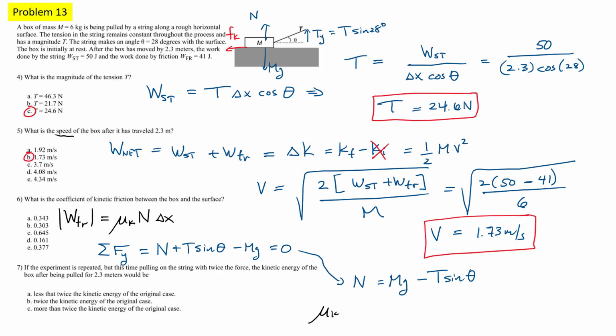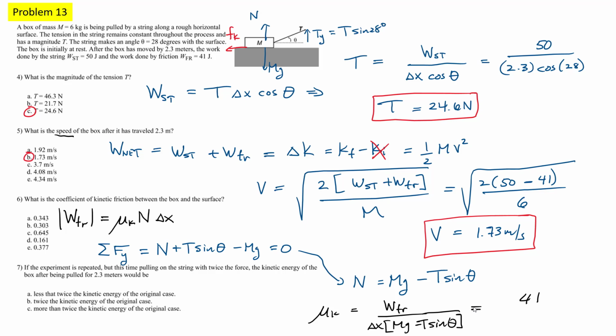So let me go ahead and just write down the expression. It's the work done by the friction force divided by that displacement, and then multiplied here by this normal force, which is mg minus T sine of the angle theta. All right, so substitute in all the numbers. So this is what we get.